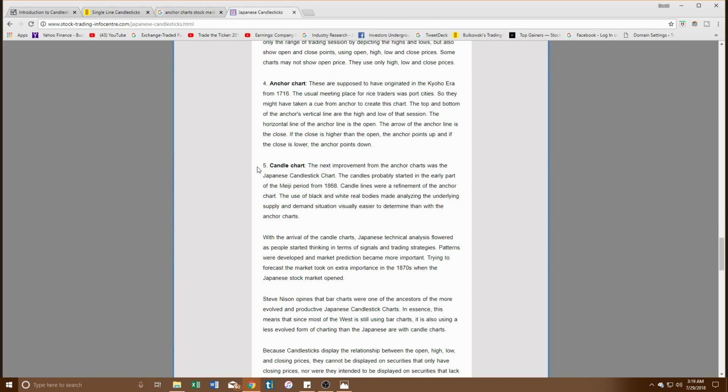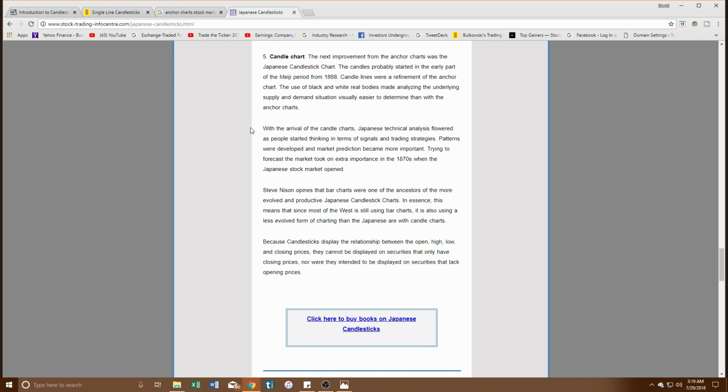Number 5, candle chart. The next improvement from the anchor charts was the Japanese candlestick chart. The candles probably started in the early part of the Meiji period from 1868. Candle lines were a refinement of the anchor chart. The use of black and white real bodies made analyzing and underlining the supply and demand situation visually easier to determine than with the anchor charts.